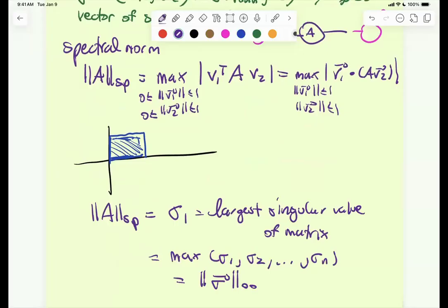So maybe this was a useful thing to just know, that there are all these matrix norms and things like that. But it was a bit of a detour from what I was telling you.